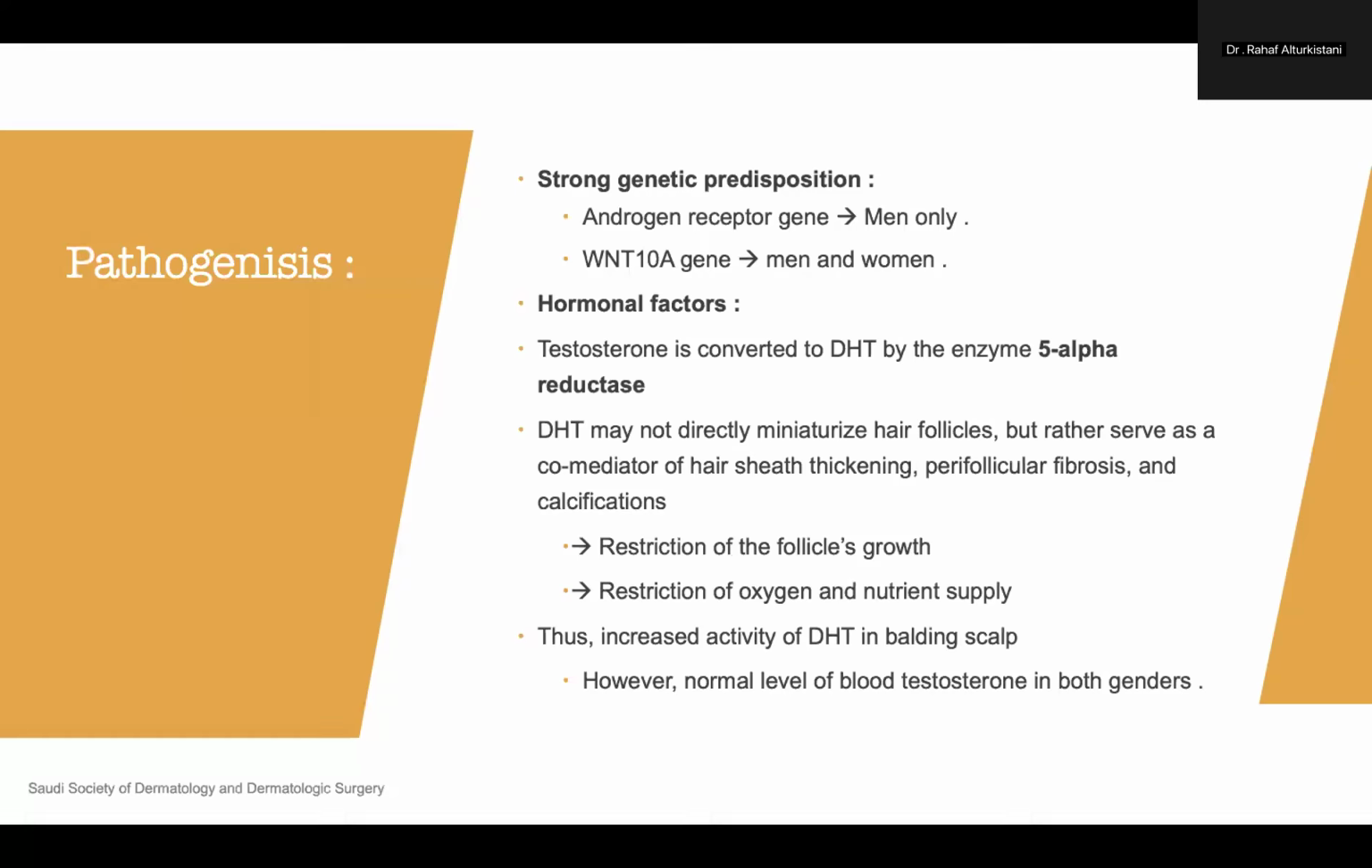It serves as a trigger for hair follicle miniaturization, which means testosterone is converted to dihydrotestosterone through the enzyme 5-alpha reductase. Dihydrotestosterone does not directly miniaturize the hair follicle, but serves as a co-mediator for hair sheath thickening, follicular fibrosis, and calcification. All of these result in a restriction of follicle growth and a restriction of oxygenation and nutrient supply. So at the end, there is increased activity of dihydrotestosterone in the balding scalp. To keep in mind, normal levels of testosterone can be found in both genders.